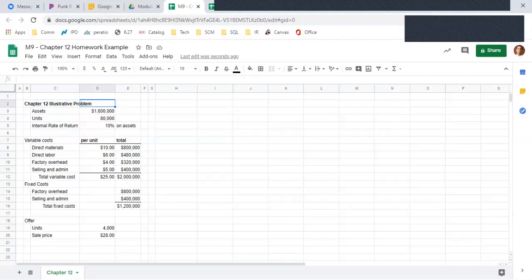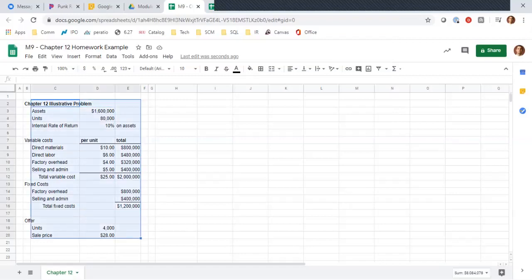Okay, so for chapter 12, we're going to go through the illustrative problem. I have taken the details in the illustrative problem and I have just entered it all in here so we can start using it. One other thing I did was I just added the total variable cost column. I did that by just taking the per unit cost and multiplying it by the number of units we expect to produce. Okay, so since we have all of that ready, let's get started on our homework.